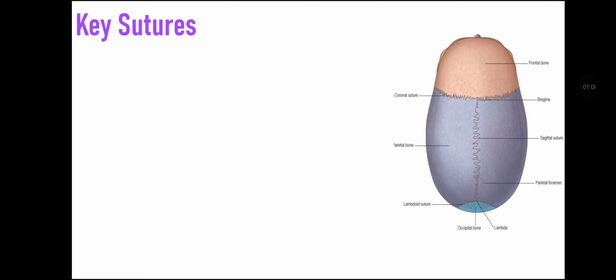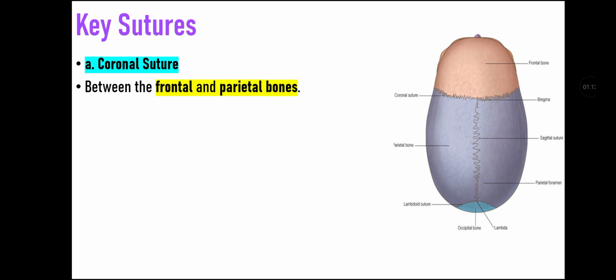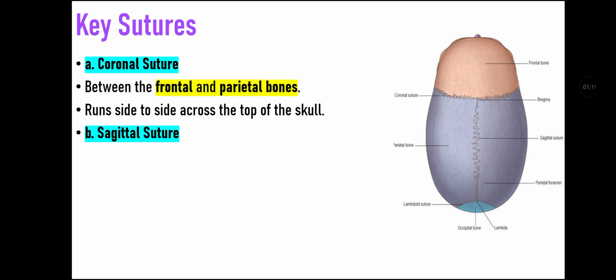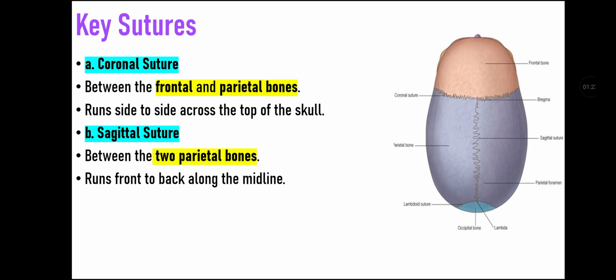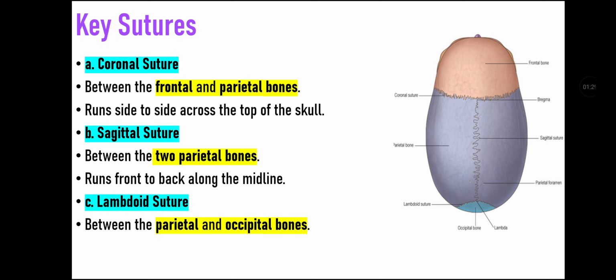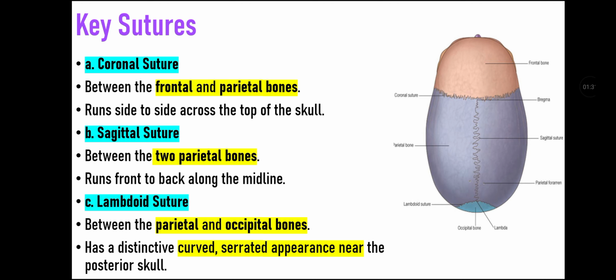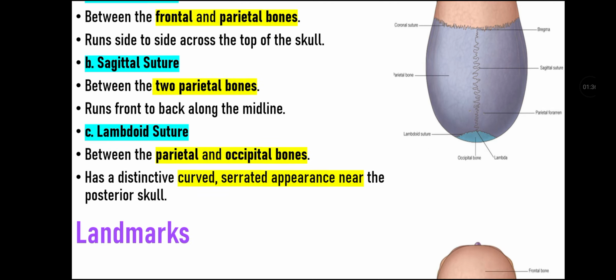Now let's talk about key sutures that are visible. They include coronal suture, that is the suture between frontal and parietal bone. It runs side to side across the top of the skull. Then is the sagittal suture that is present between the two parietal bones. It runs front to back along the midline. Third is lambdoid suture that is present between the parietal and occipital bone. It has a distinctive curved serrated appearance near the posterior skull.